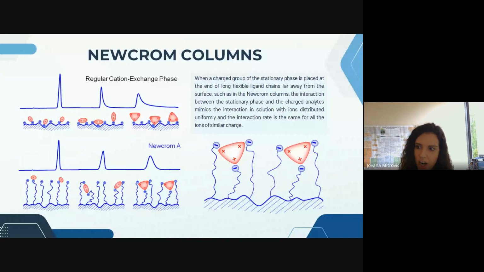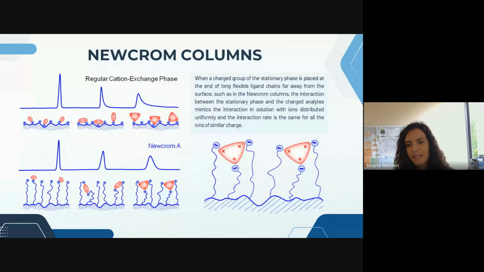And by attaching charged groups to these flexible ligands, the column creates a more, let's say, solution-like environment, allowing ions to interact more uniformly, similar to their behavior in free solution. And this results in improved peak shape, greater retention consistency, and, in general, more reliable overall analysis.